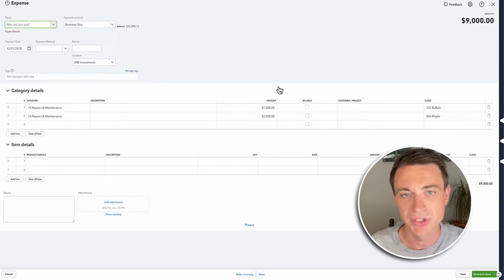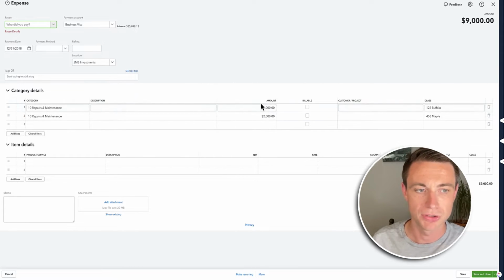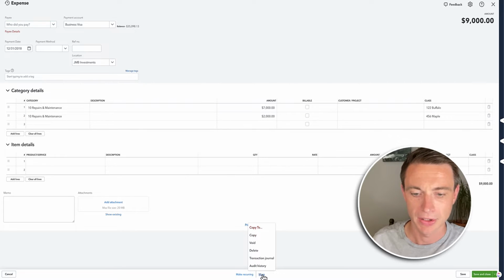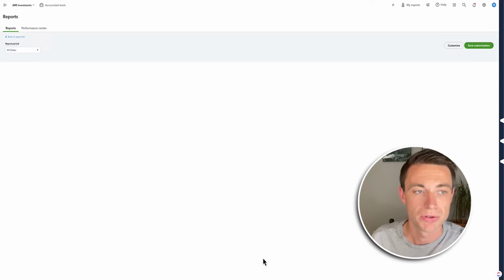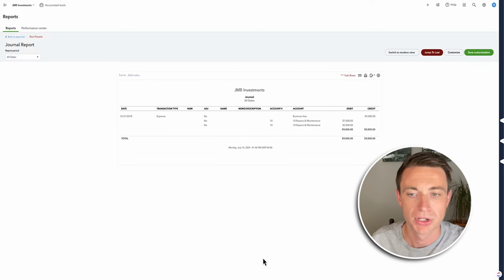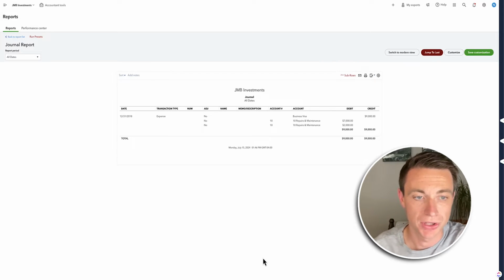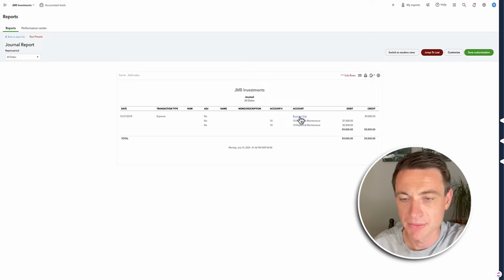But I do want to use this exact transaction where you can see I have two splits here. If I go into QuickBooks and go to more and then go to transaction journal, what this shows is actually how QuickBooks took that expense transaction and made a journal entry. So here's my date. It took the business Visa account, which is what it came from, the credit card it came from. It credited that account $9,000 and then it debited my 2 expense accounts.